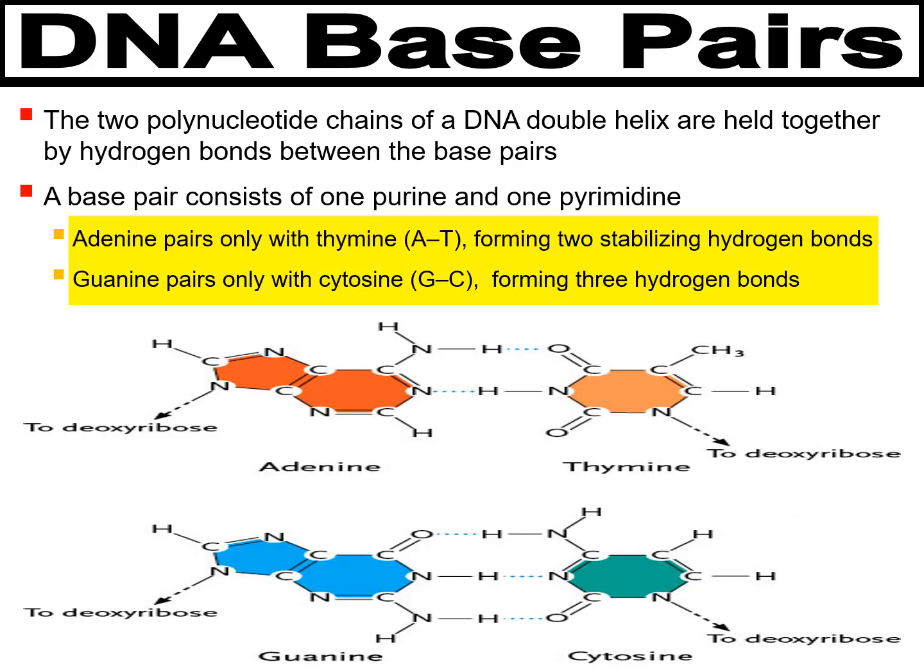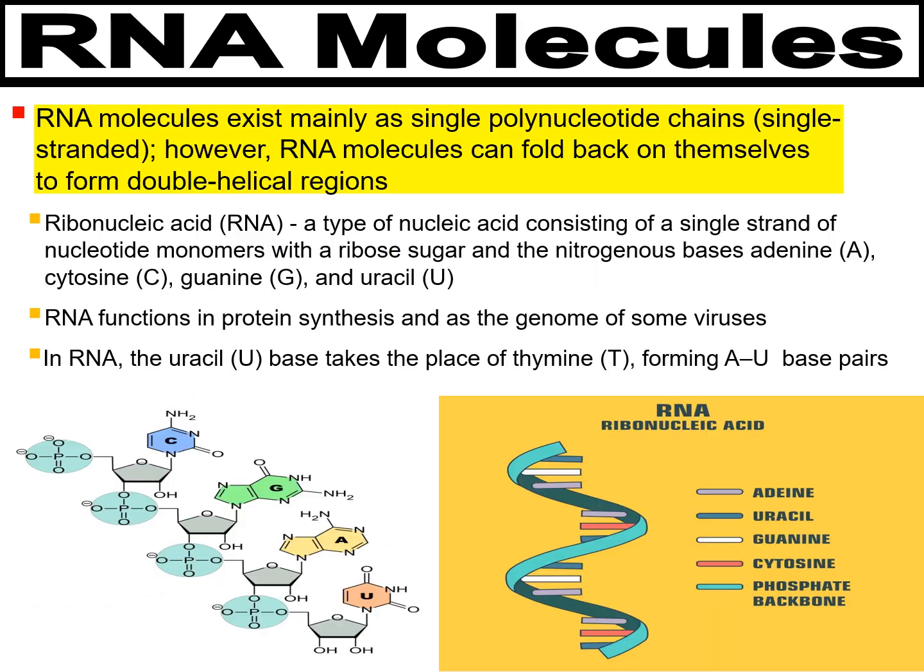In DNA, adenine pairs with thymine, and cytosine pairs with guanine. In RNA, adenine pairs with uracil, and cytosine pairs with guanine. While DNA is a double-stranded molecule, RNA is a single-stranded molecule. RNA is produced as a result of transcription.